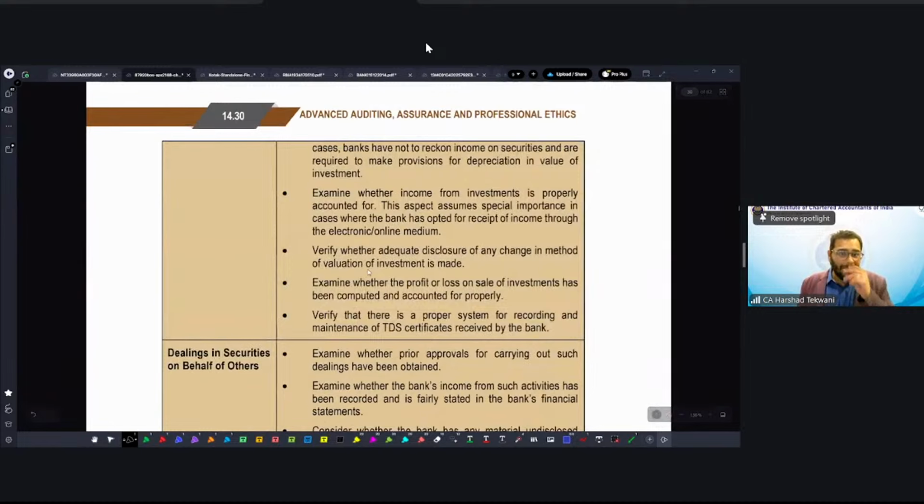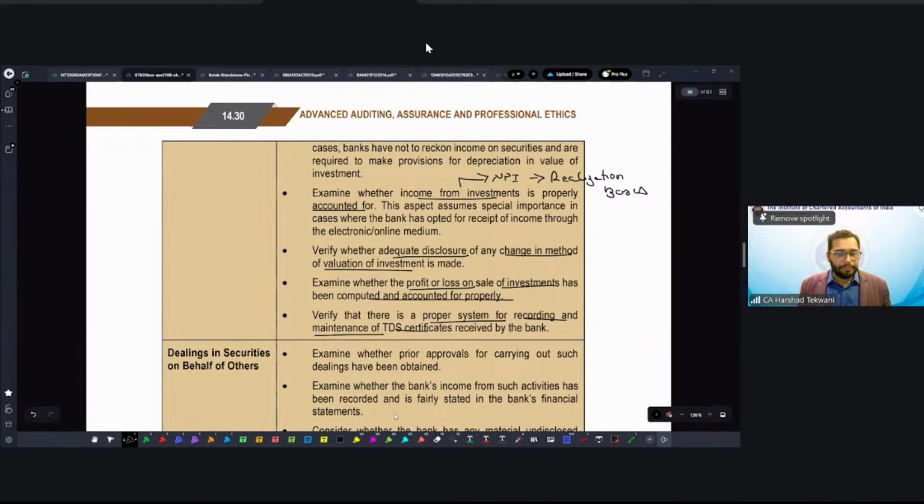Again, you need to verify whether income is accounted appropriately. So if it is NPI, then only on realization basis. Whether profit and loss on sale of investment has been computed appropriately, proper system for recording and maintenance of TDS certificate, and adequate disclosure in change of method of valuation.